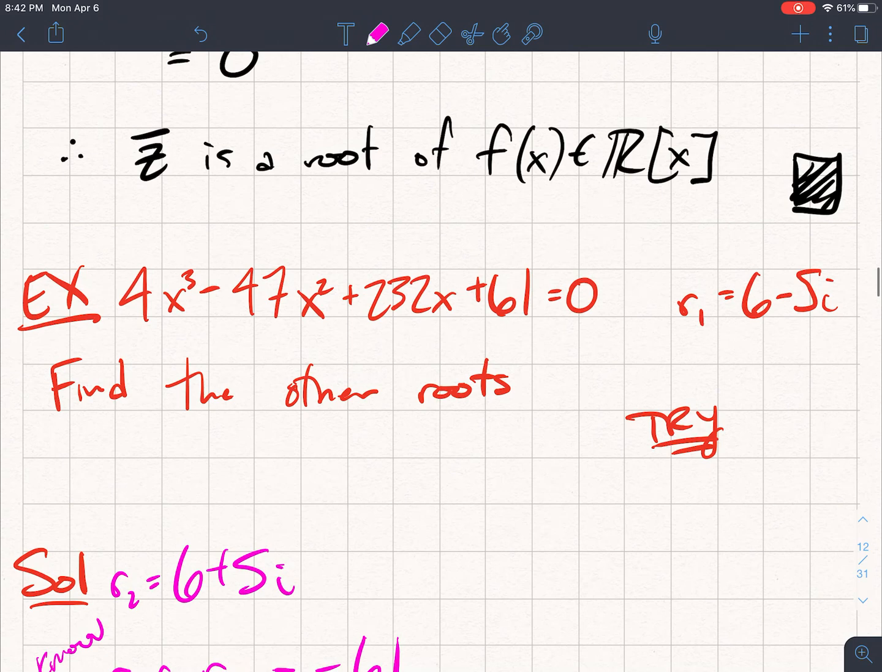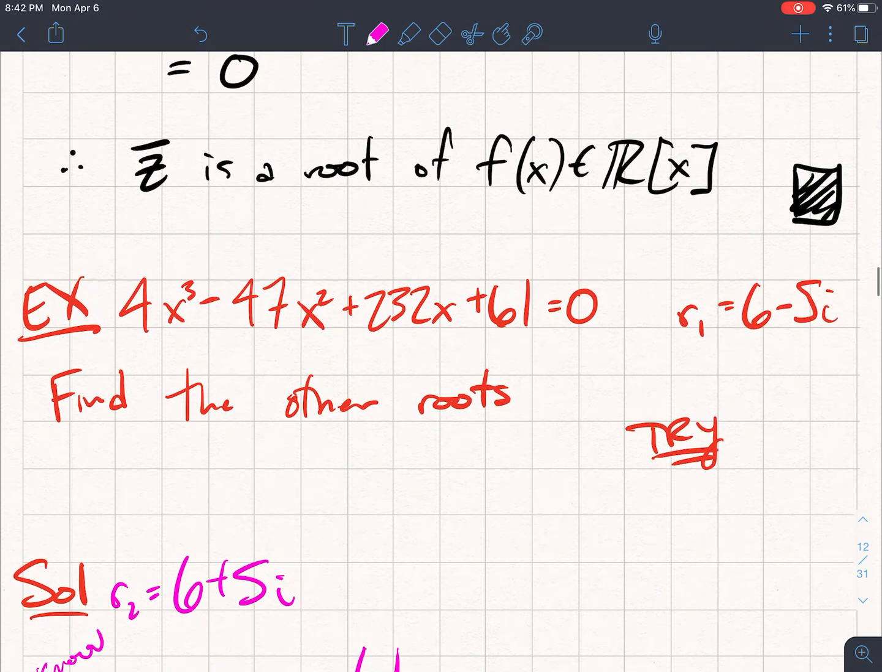All right, welcome back. So the other root that I get from the conjugate roots theorem is 6 plus 5i. You just get it automatically. You got a complex root, you get the other one for free.